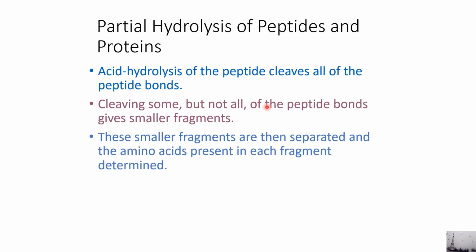Now, the partial acid hydrolysis of the peptide leaves some but not all peptide bonds intact, giving smaller fragments, and these smaller fragments are separated, and the amino acids present in each fragment determined.